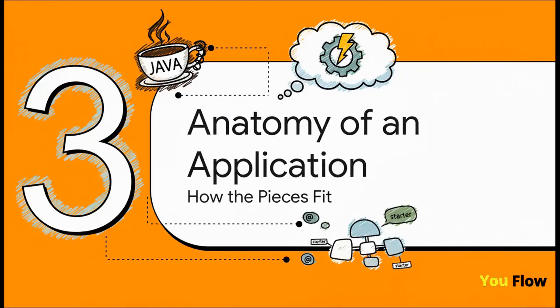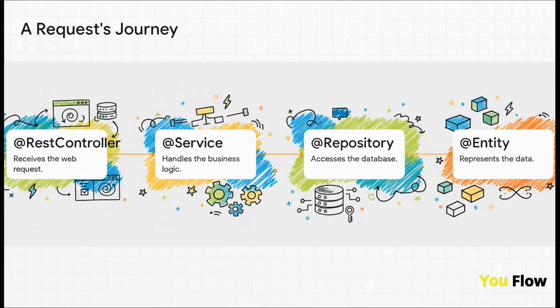Okay, so we've got our starter packs, we've got our ingredients. What does the application itself actually look like? That brings us to Section 3, the anatomy of an application and how all these different pieces fit together. This is a super common and really solid way to structure a Spring Boot app. Just imagine a request comes in from a user's web browser. First, it hits the @RestController. Think of this as the front desk.